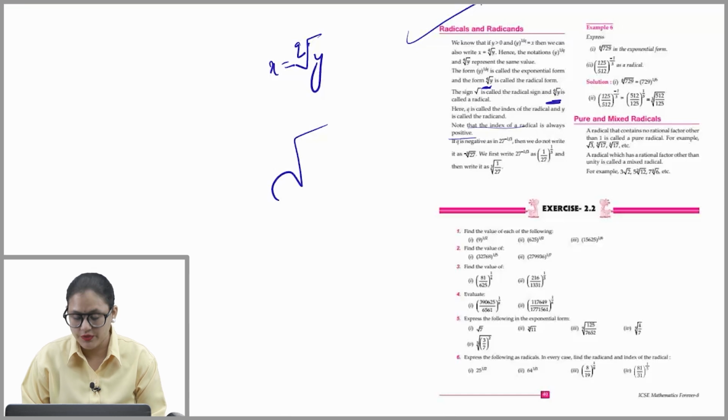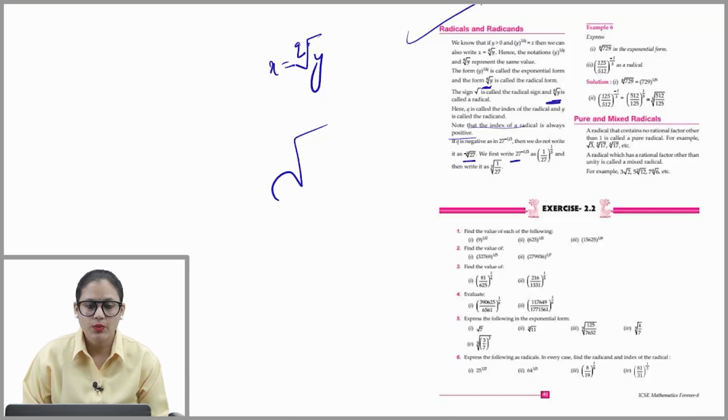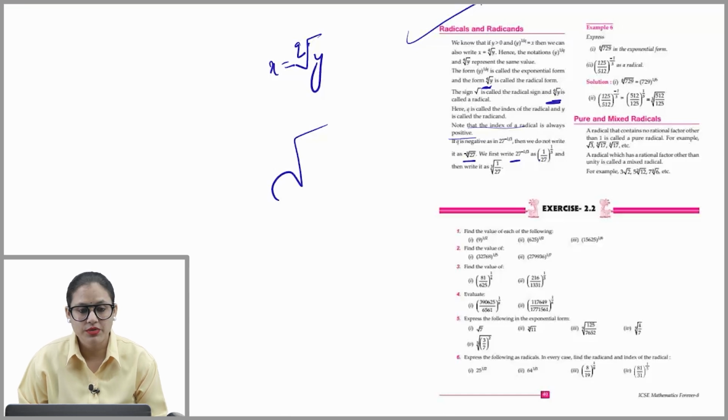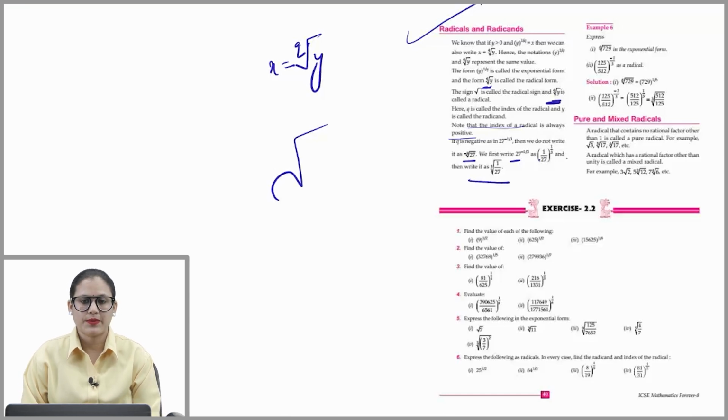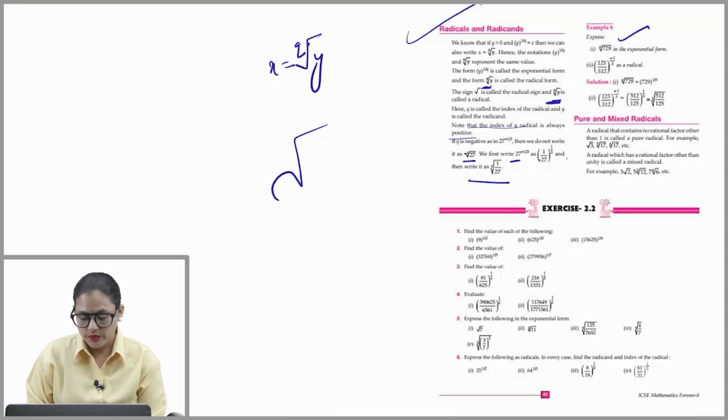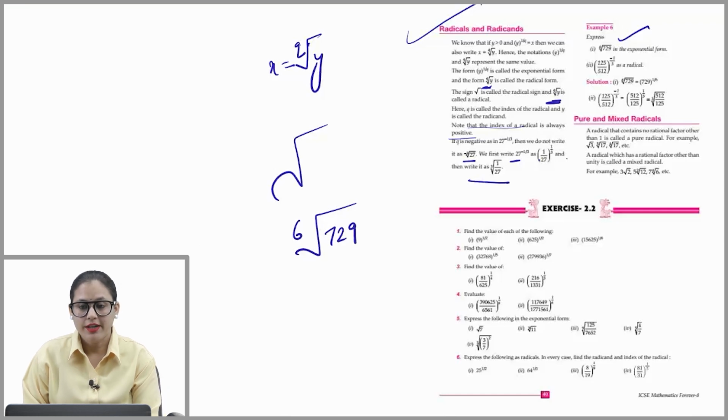Always note that. If q is negative, as in 27 raised to the power minus 1 by 3, then we do not write it like this. We first write 1 by 27 raised to the power 1 by 3, and then we write it like this, right? Example. We have to express this in the exponential form, okay. So how will we do it? Radical, okay, this is radical. 729 raised to the power 1 by 6, okay.